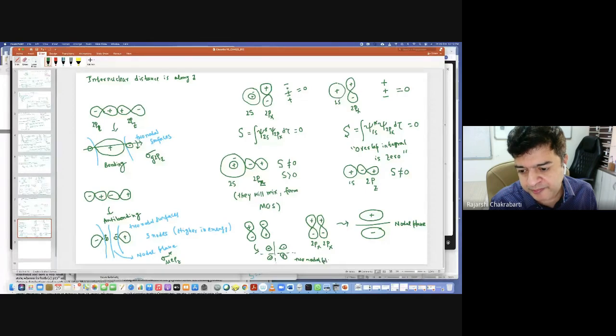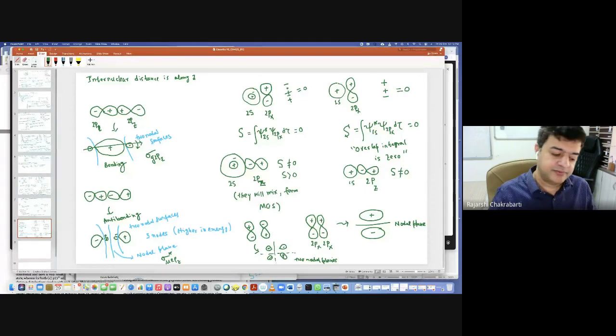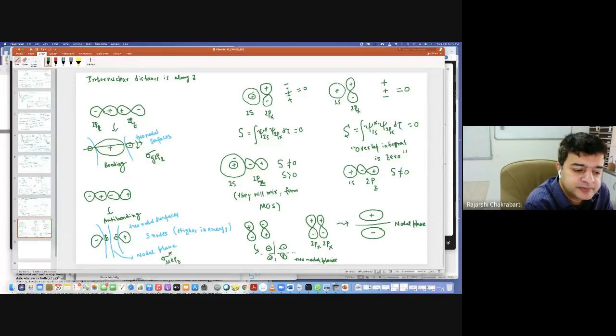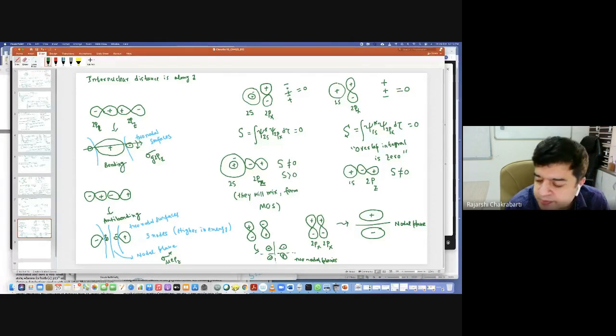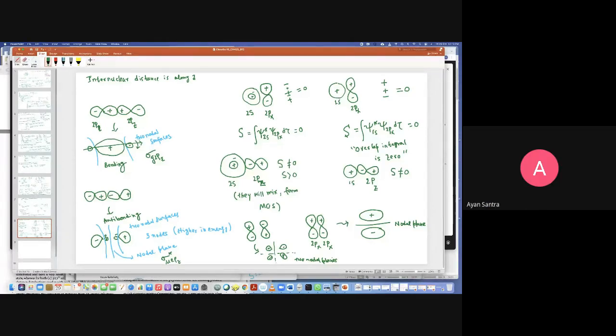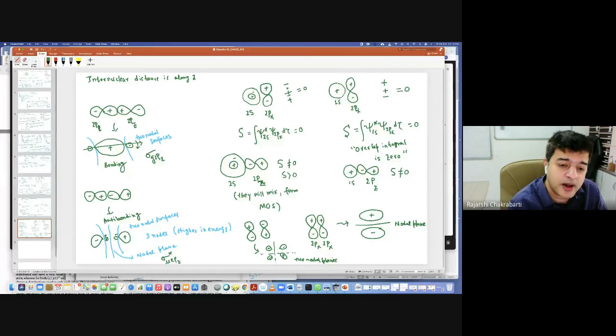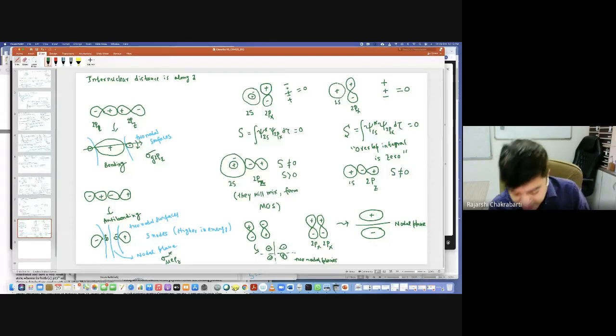This is anti-bonding. Now, what kind of orbitals are these? These are called pi orbitals. Pi orbital. But why is it called pi? Anybody knows why it is called pi?